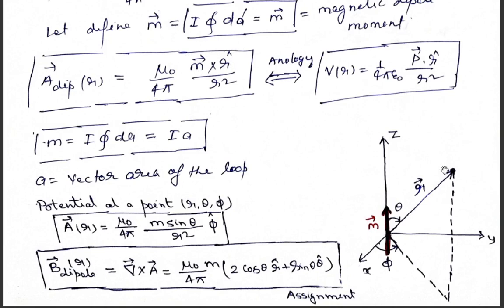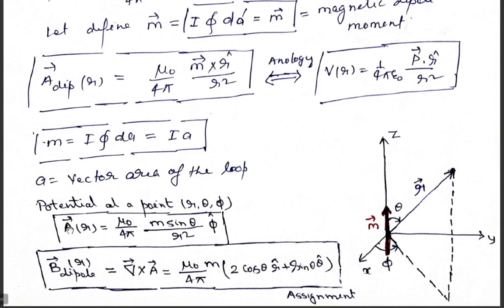The r unit vector is along this direction, and the magnetic dipole is along the z unit vector direction. Obviously the vector potential due to the dipole will always be along the phi unit vector in spherical polar coordinates. So this A vector is along the phi unit vector. That means this magnetic vector potential is circulating, that is azimuthal.